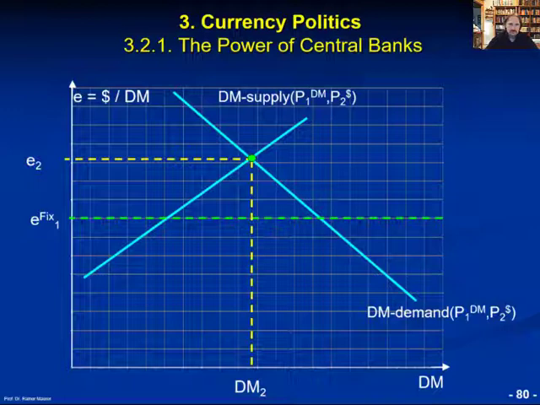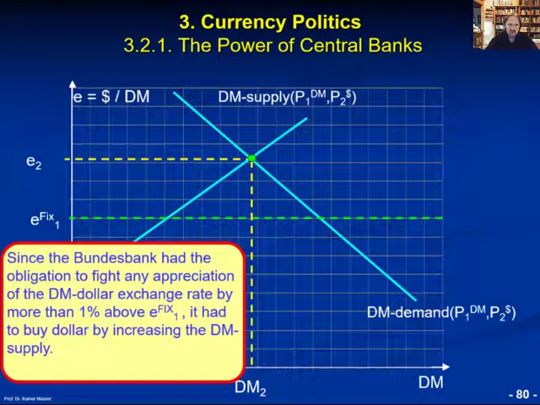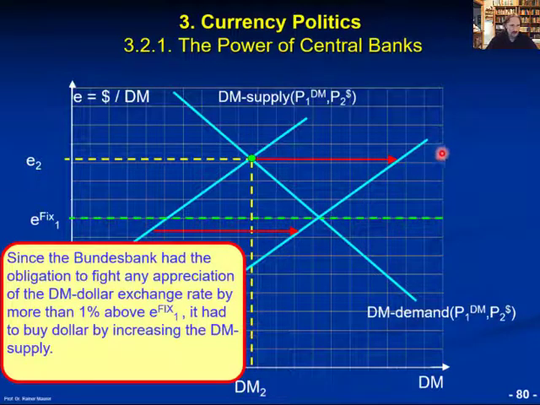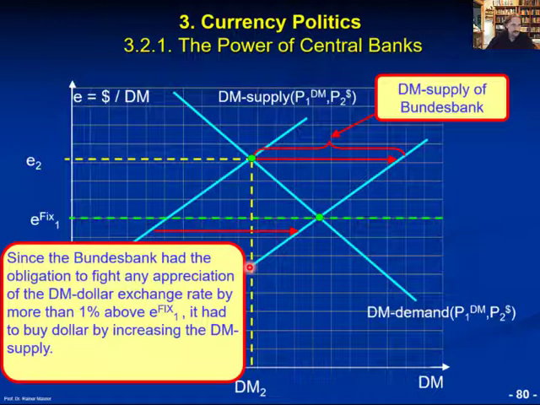Since the Deutsche Bundesbank had the obligation to fight any appreciation of the Deutsche Mark dollar exchange rate above the fixed exchange rate by more than 1%, it had to buy dollars on the foreign exchange market, thereby increasing the supply of Deutsche Mark, in order to depreciate again the Deutsche Mark exchange rate as a result of this intervention.